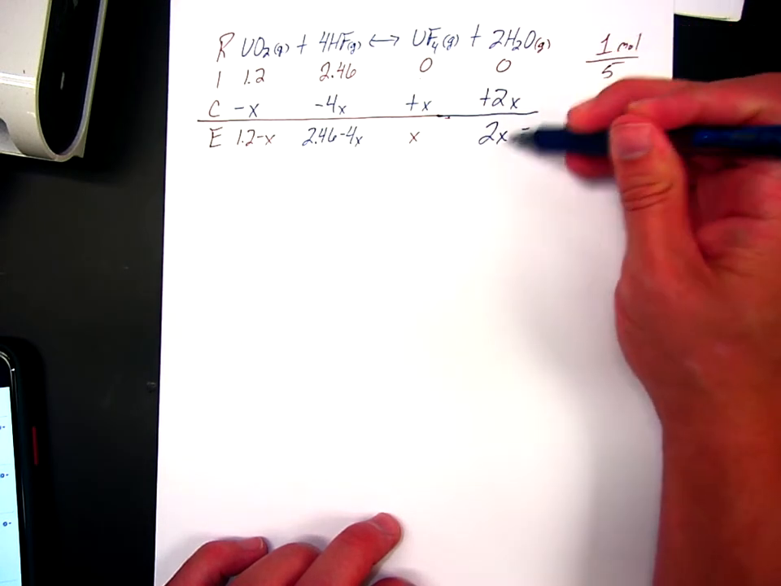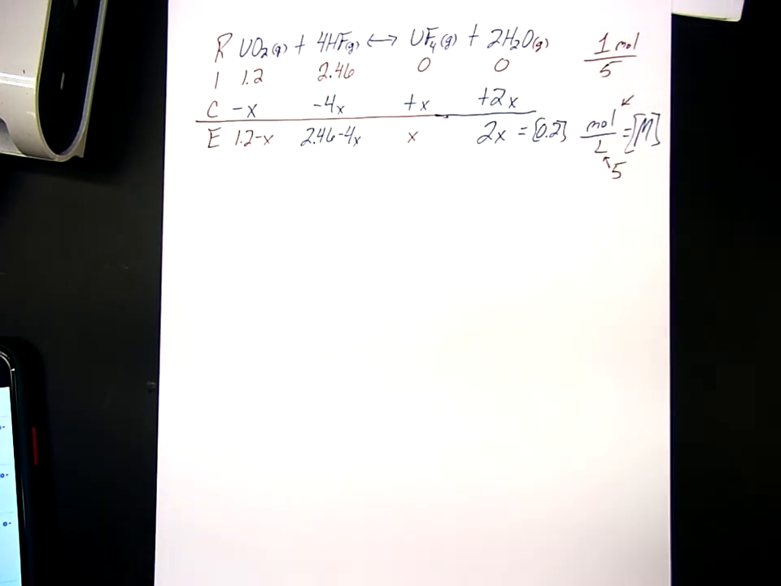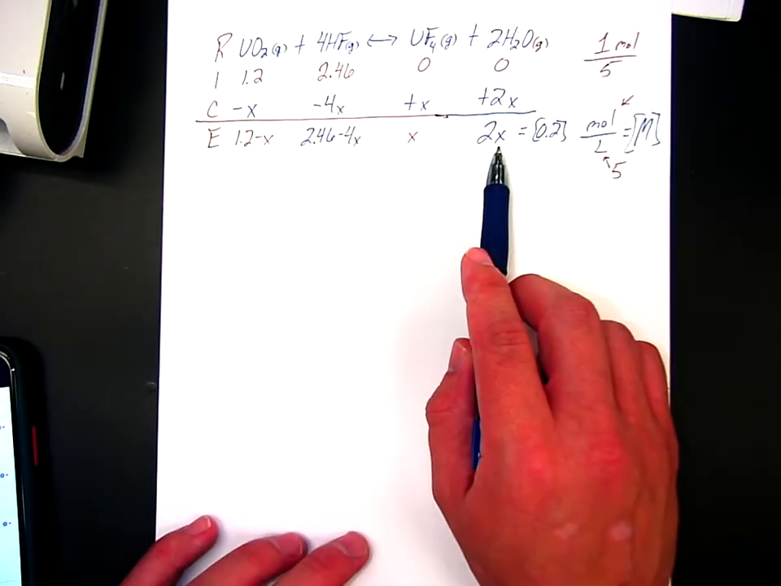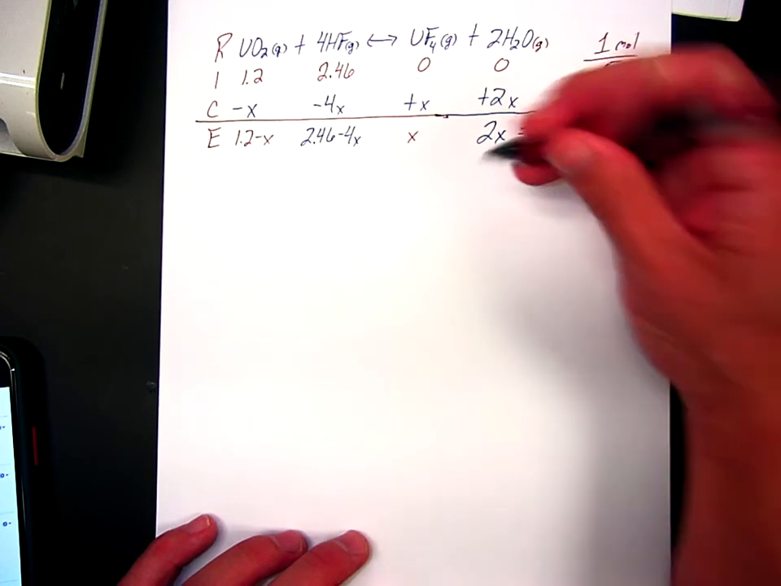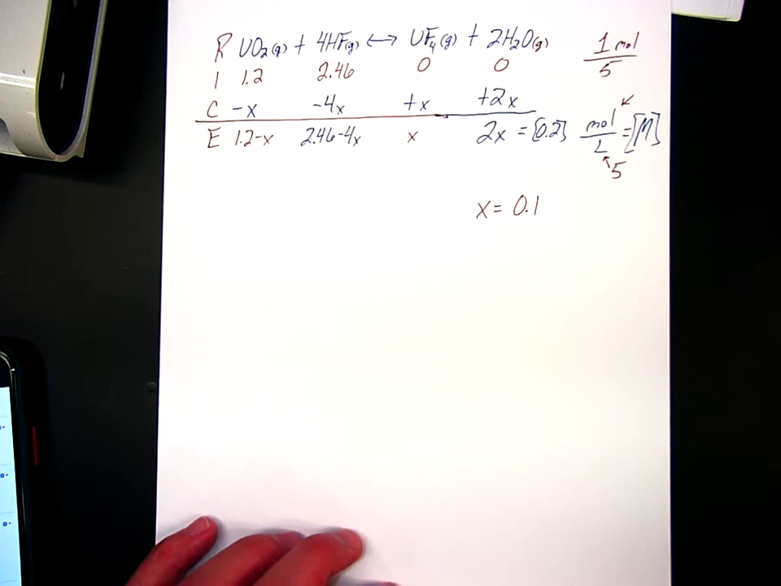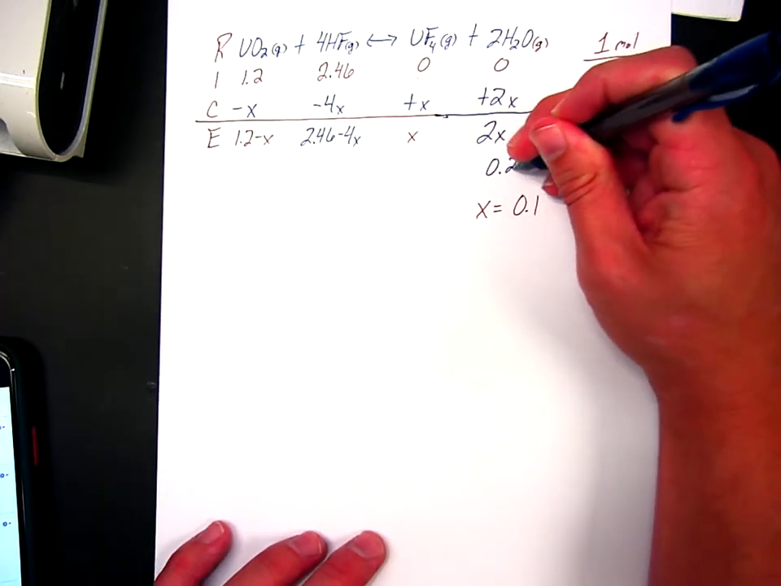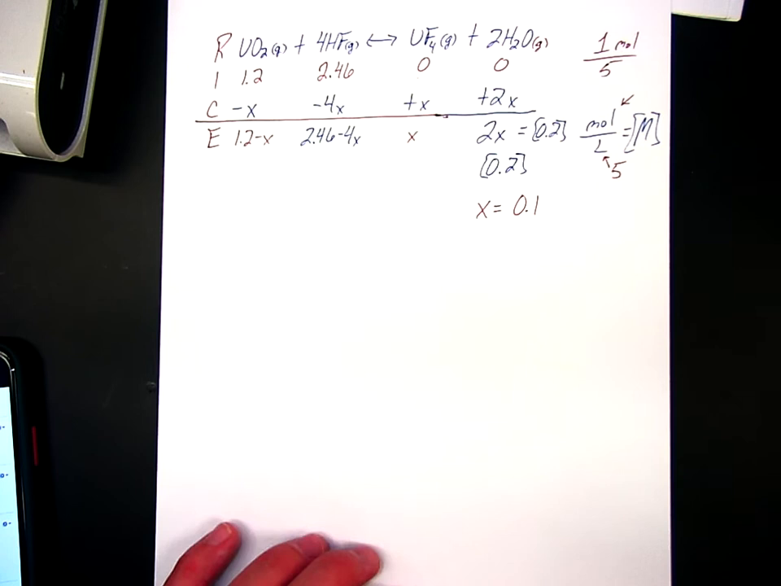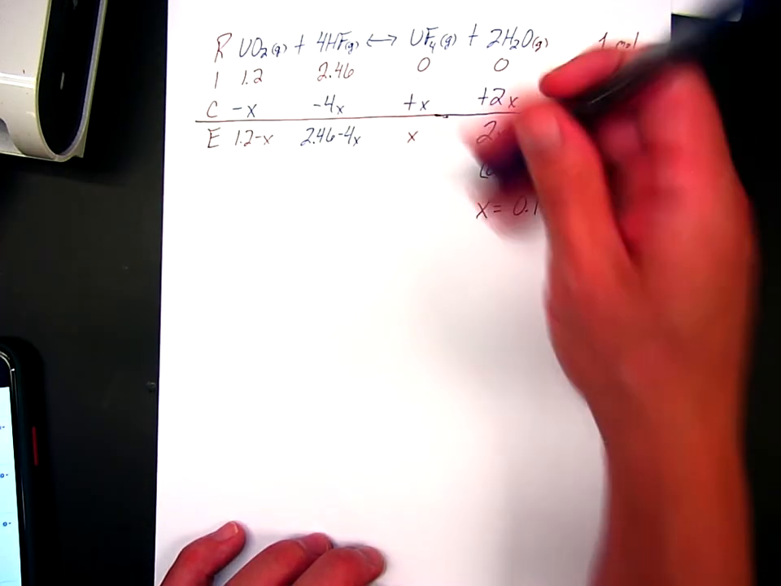So I know that this 2x, which is the water, needs to equal a concentration of 0.2. And if I take that into account, then I can figure out x. So if 2x equals 0.2, then x must equal 0.1. Now I can find the concentration of everything. For the water, we already found that it is 0.2. It basically told us that. The UF4 is just x for its equilibrium concentration, so it's going to be 0.1.